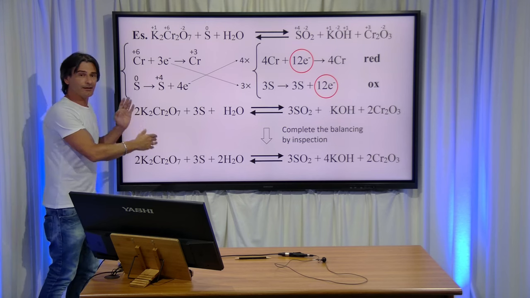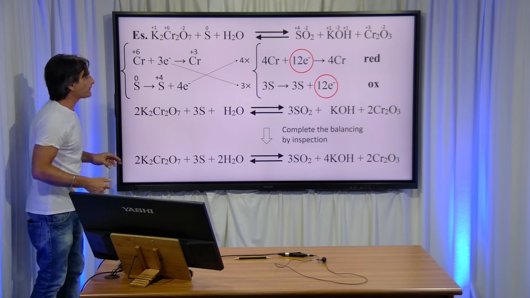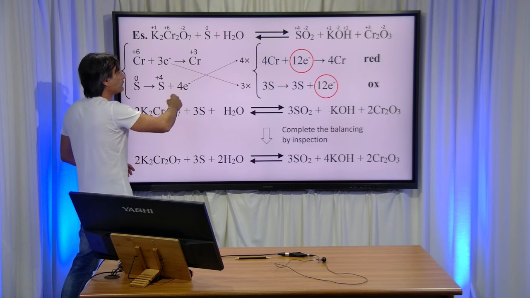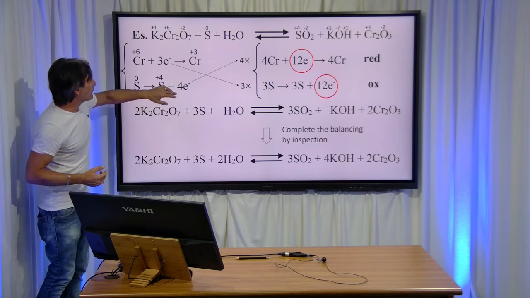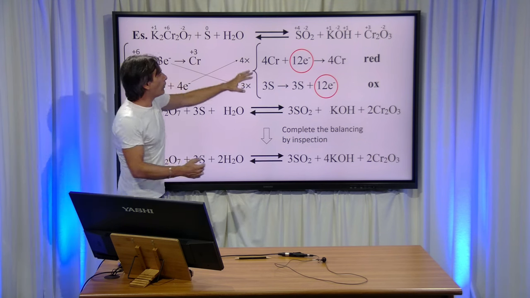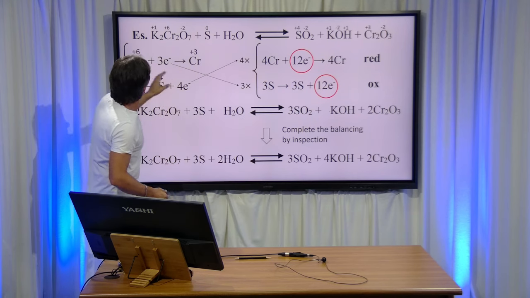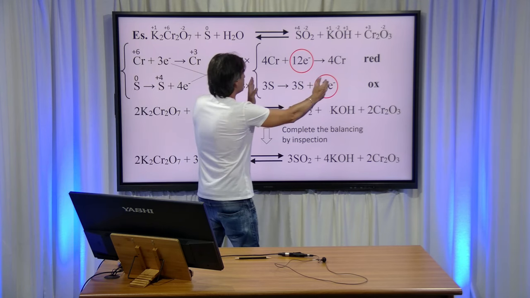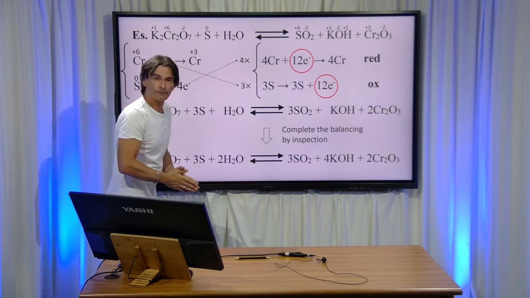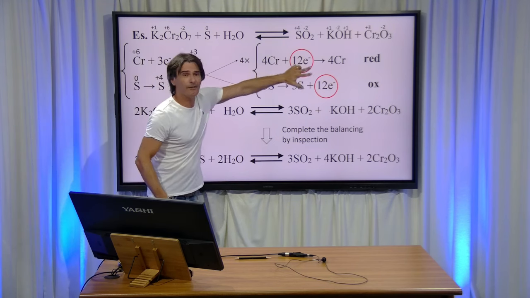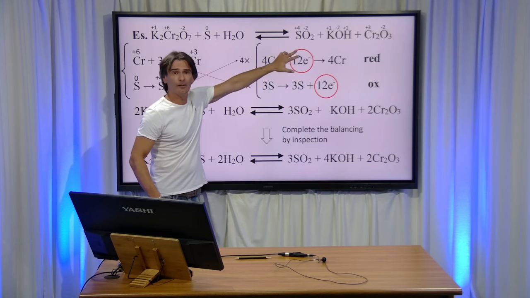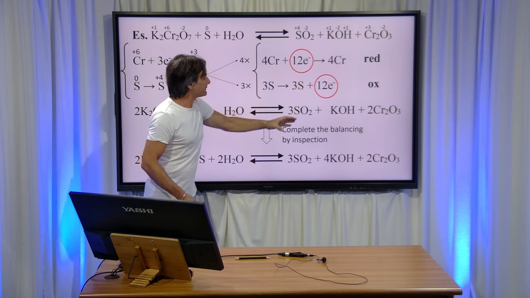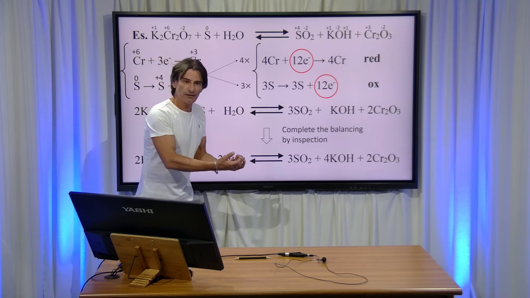Now we have to balance the electron transfer between the two half reactions. How can we do this? Using a sort of cross multiplication. I have multiplied by 4 all the reaction of reduction, and by 3 all the reaction of oxidation, obtaining in this case the same number of electrons. I have balanced the electron transfer. Chromium takes 12 electrons because sulfur gives 12 electrons.